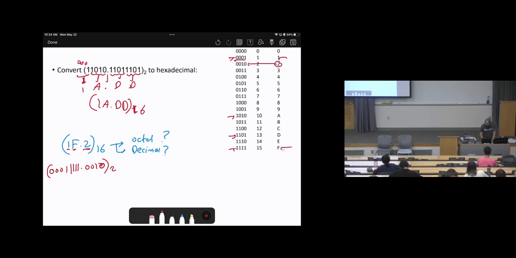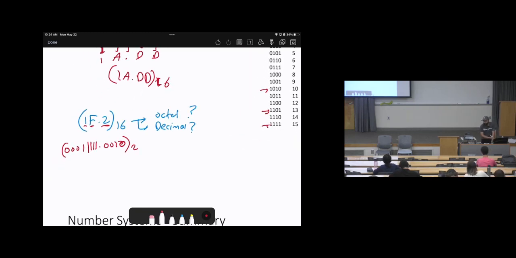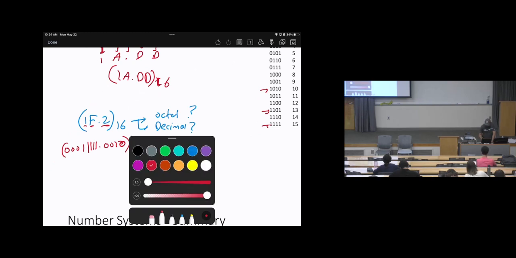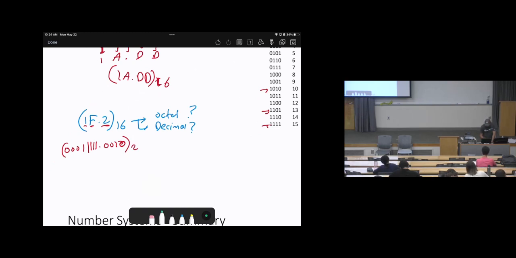Now, how can I convert this to octal? We need to convert it to octal. Remember, octal groups each 3. Start from the radix point. So here's 1, 2, 3. 1, 2, 3. Here is 1, 2, and there is a missing part, which is 0.